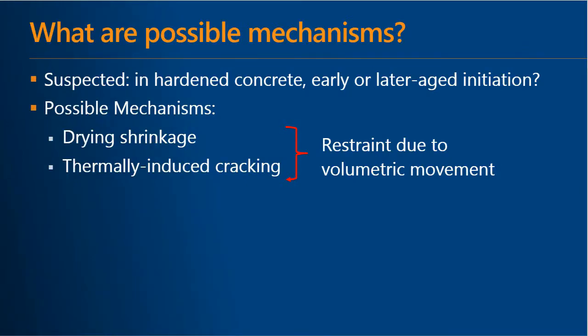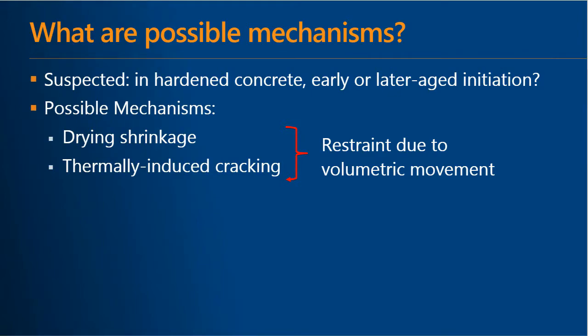So when we see these types of cracks, we start to think about their possible mechanisms. Do they look like some of the early age features Karla just went over? Could they have begun early age and propagated at a later age? These are all possibilities. But they could also be related to phenomena that cause global volume changes in the concrete, like drying shrinkage and changes in temperature or thermal exposure.